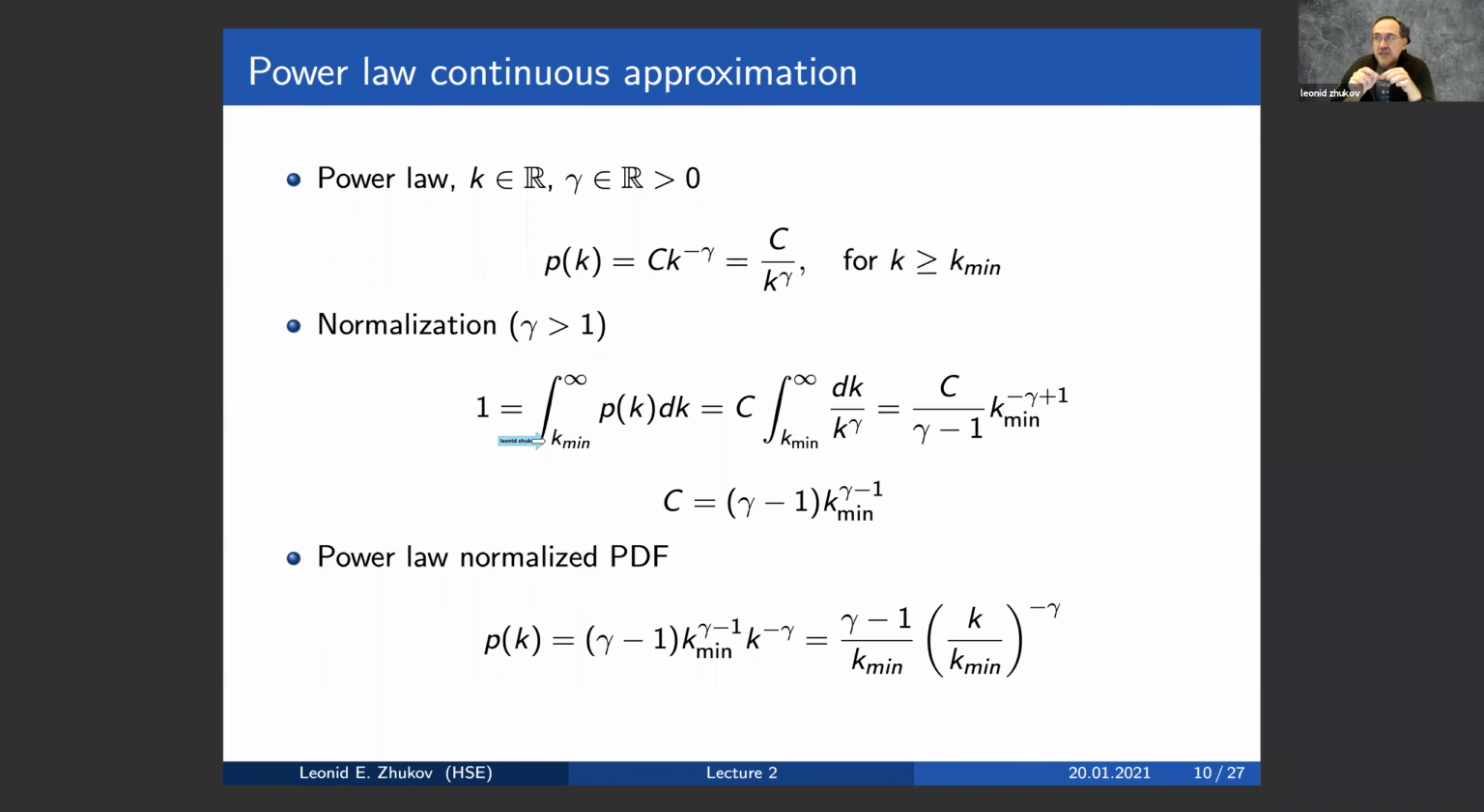We also need this from the mathematical point of view, because we have k to the power minus gamma, and k equal to 0 just doesn't work here, right? It diverges. So then we can calculate the normalization factor. This normalization constant will be gamma minus 1, and it will depend on the minimum value that we have in the network. And so then we can represent this power law through this normalized probability distribution function.